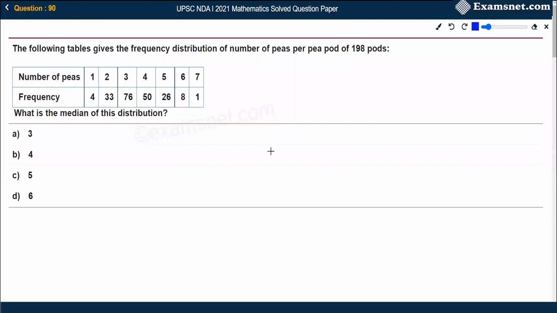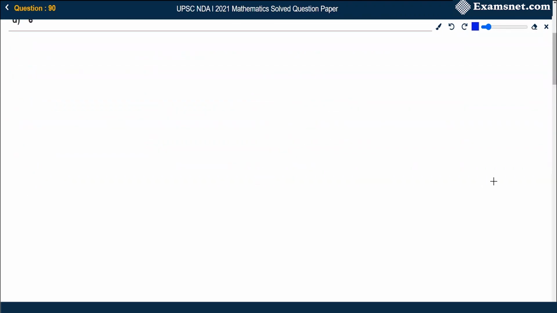In question number 90, it is given that the following table gives the frequency distribution of number of peas per pod of 198 pods. So here the number of peas and frequency are being given. First, let's talk about median.